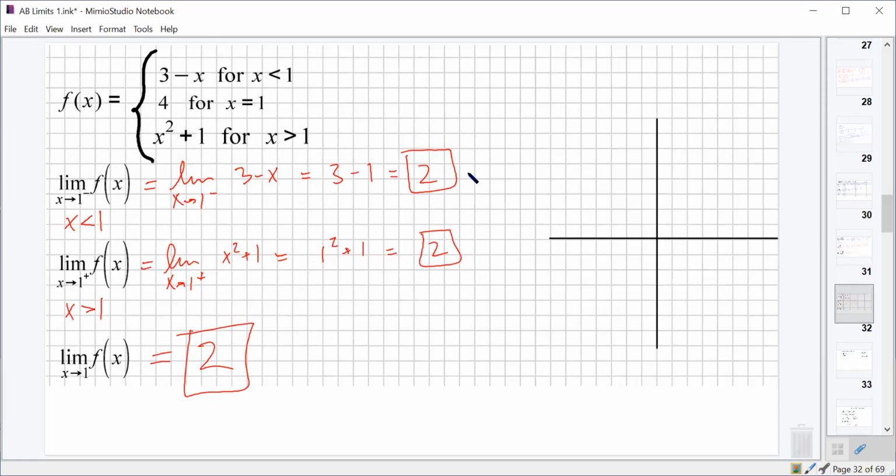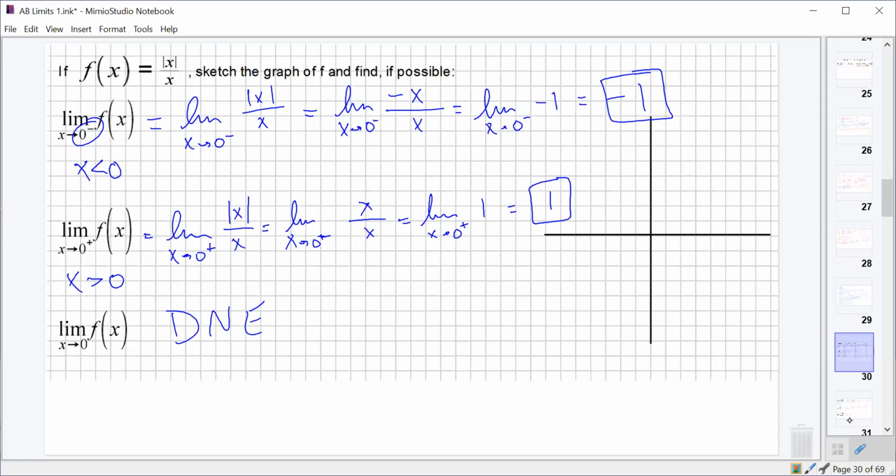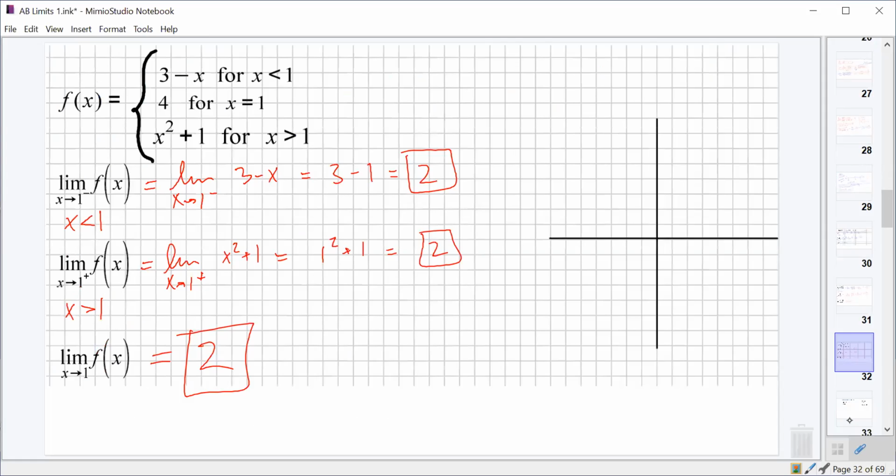The limit from the left is 2 and the limit from the right is 2. That means that the two-sided limit is 2. Remember we had that rule way back the other day. The limit as x approaches a of f of x is equal to L if and only if these two limits agree. So since the limit on the left was 2 and the limit on the right was 2, the two-sided limit is also 2. Wait, what's the point of saying 4 for x equals 1 then?